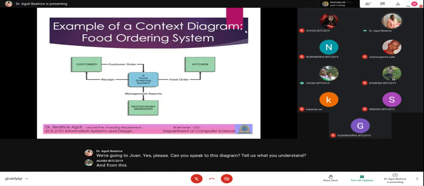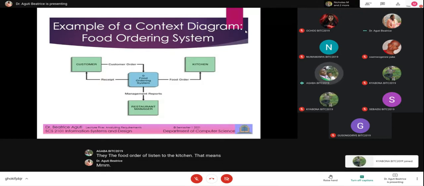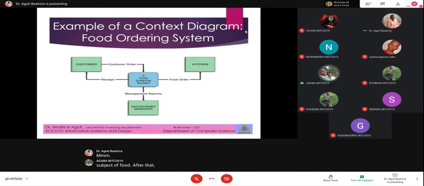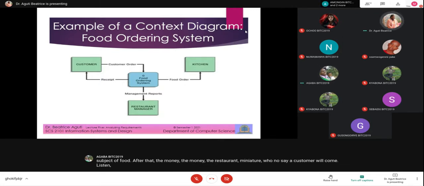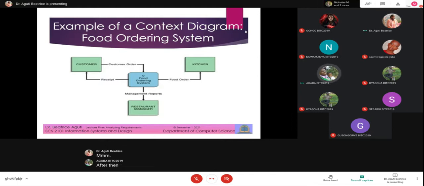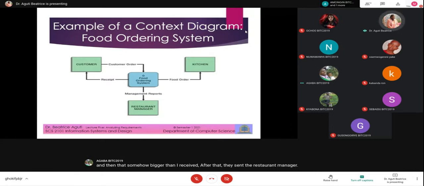From this point, I see a customer comes and makes an order. After making an order, the food order will be sent to the kitchen. That means this customer will be served the food. So a customer will come, place an order. Then that order will be taken to the kitchen. Yes. So that means the customer will be served whatever he ordered for. And then that customer will be given a receipt. Then after that, the receipt will be sent to the restaurant manager. Yes. Okay. Yes, I think you followed.